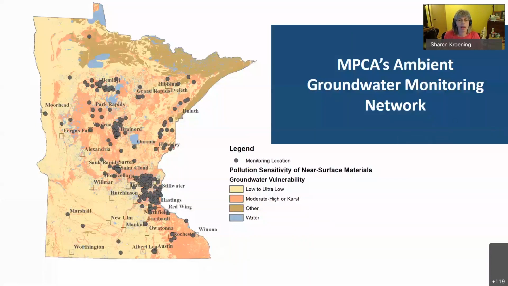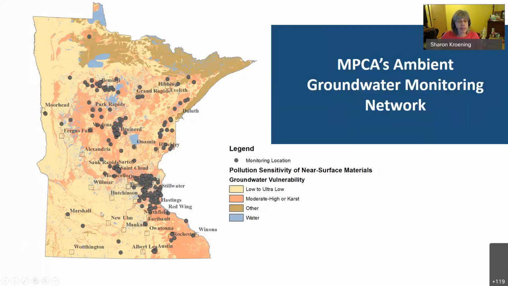And the map on this slide shows our current ambient groundwater monitoring network. This network was started in 2004 and currently consists of about 270 wells, which are shown by the gray dots on this map. And I've also overlain on this map a map that was put together by the DNR showing the pollution sensitivity of the near surface materials.